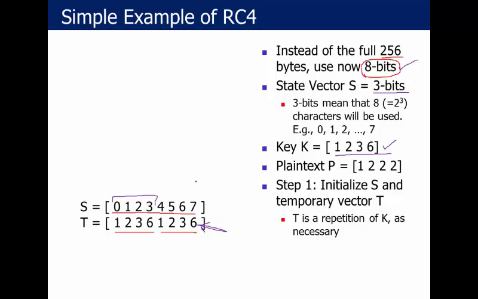S is just a serial number from 0 to whatever the bits. If you have 8 bits, then it fills 8 bits. And then the key, if I give you, for example, 1, 2, 3 only, then you need to fill 1, 2, 3, 1, 2, 3, and 1, 2. By repeating, you fill. That's what we're going to use for T. S and T should be the same size. Correct, yeah.